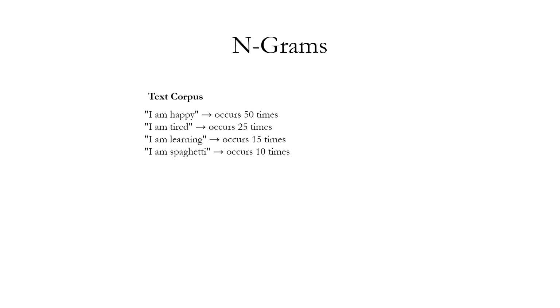So let's go over an example of a text corpus, a very simple one. I've already tabulated the counts, so we'll just look at that. Okay, so we have a text corpus. I am happy occurs 50 times. I am tired occurs 25 times. I am learning occurs 15 times. I am spaghetti, which is completely ridiculous, but that occurs 10 times.